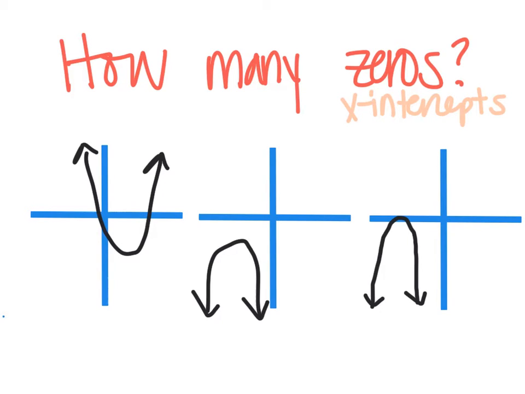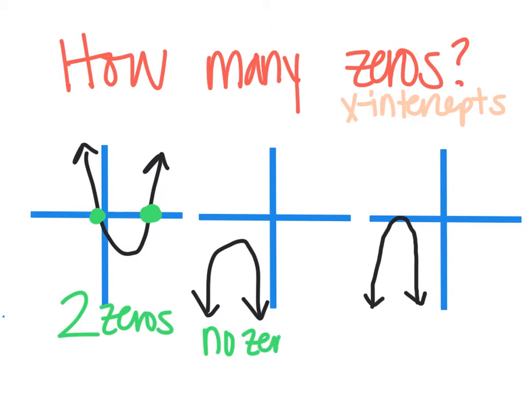For this particular problem, the first one here, I have a graph. It touches the x-axis once, twice. So that tells us that this has 2 zeros. If I look at my next graph, this graph never touches the x-axis, so it has no zeros. We don't want to write the word zero there, we actually want to write that there are no zeros. And if we look at our last graph, it touches the x-axis once at this point right here, and so it would have 1 zero.